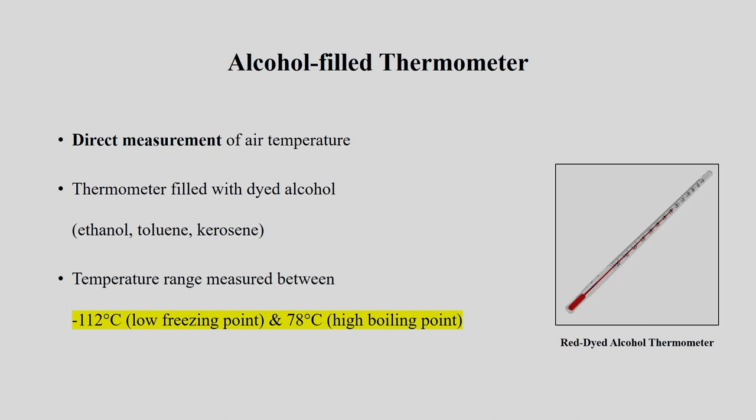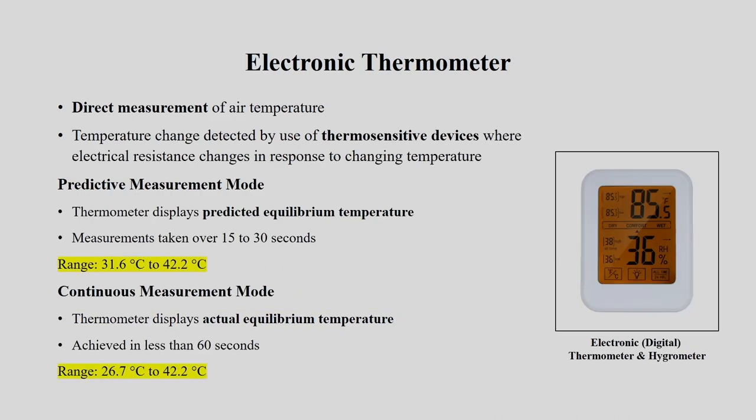And the temperature range measured is between minus 112 degrees centigrade, so below the freezing point, and 78 degrees centigrade. So here I have given an example of a red dyed alcohol thermometer. Fine. So this way you can do the measurement. This will look like this. Okay. So this you can use for your ambient temperature measurement or air temperature measurement.